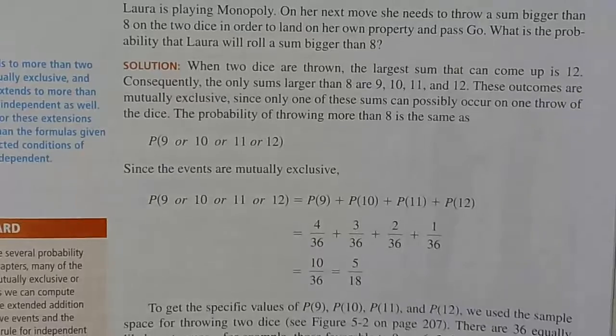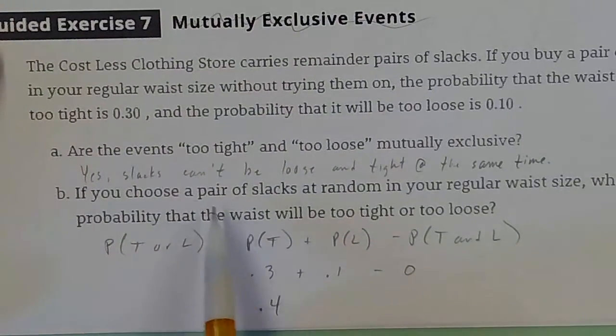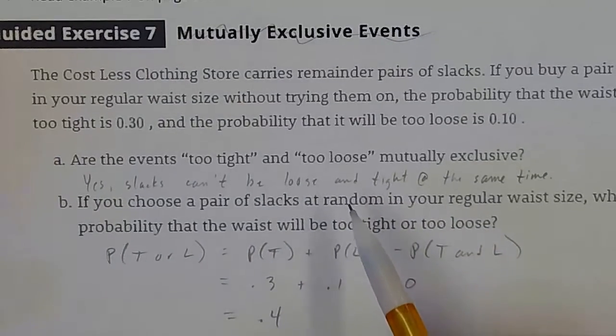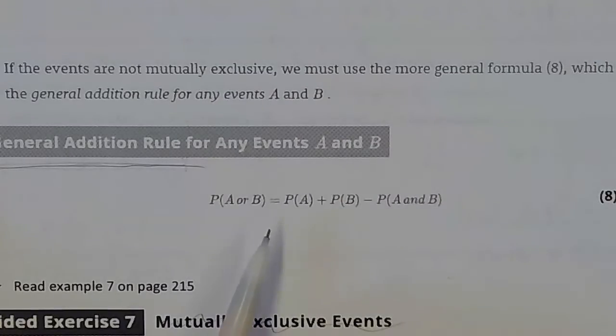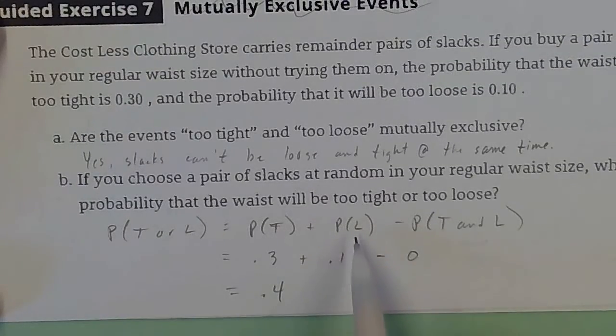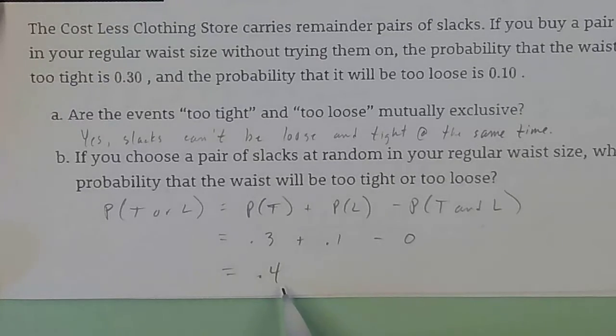All right, go ahead and try that guided exercise 7. Okay, so yes, these are going to be mutually exclusive. You can't be loose and tight at the same time. And if you're a little confused on which one to use early on, just use this one. This one will work every time because if they're mutually exclusive, this would be 0. So for part B, tight was 0.3, loose was 0.1, and that's enough since they're mutually exclusive, but if you use the other one, tight and loose, that probably would be 0 anyways. So we still get the same answer of 0.4.